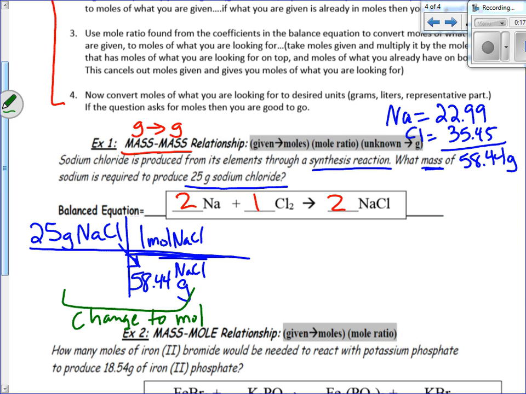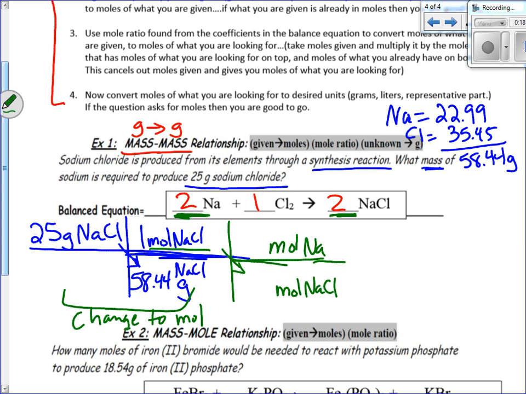Now that we're in moles, we can do the mole ratio step. So the next step I call the mole ratio step, right? So what do I diagonal down here? What do I have up here to get rid of? Moles of NaCl. So I'm going to get rid of that now. I'm going to put that down here. What can I go to from moles of NaCl using my mole ratio? I can go to moles of sodium.